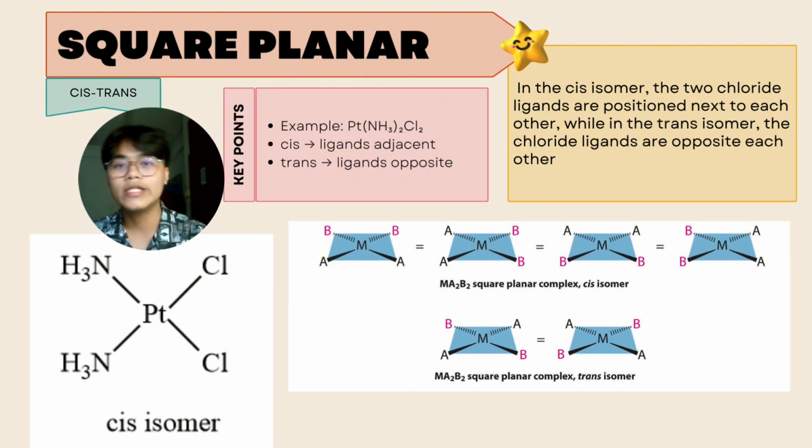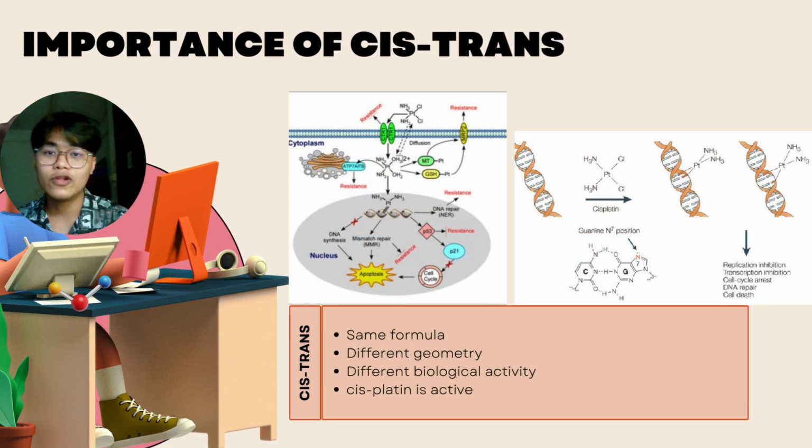Using Pt(NH3)2Cl2 as an example, in the cis isomer, the two chloride ligands are positioned next to each other, while in the trans isomer, the chloride ligands are opposite to each other. Next, we move on to the importance of cis-trans in biological activity. Although both isomers have the same formula, geometry causes different biological activity. For example, cisplatin is effective as an anti-cancer drug, while transplatin is not.